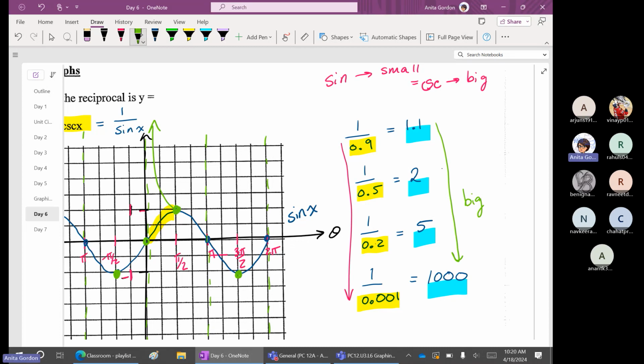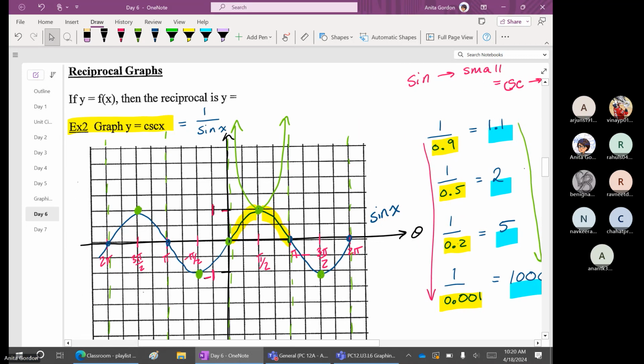Okay, so hopefully you can see the pattern. Sine graph going small, tan graph must be getting bigger. And they're opposite. They are reciprocal graphs. Only difference now is we have no crossing.